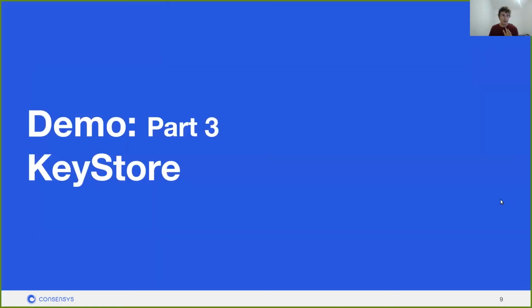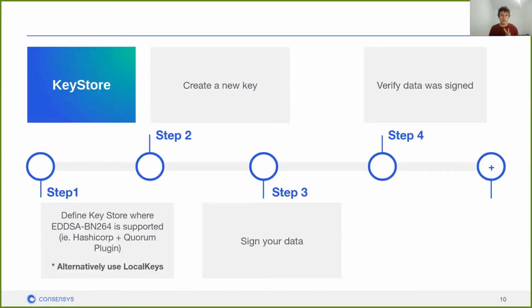Then on the third part, I'm going to be introducing the key store. For the key store, I'm now going to be connected to my HashiCorp service, and I'm going to create an EDDSA BN254 key and sign with it and validate the signature I generated using the Quorum Key Manager.